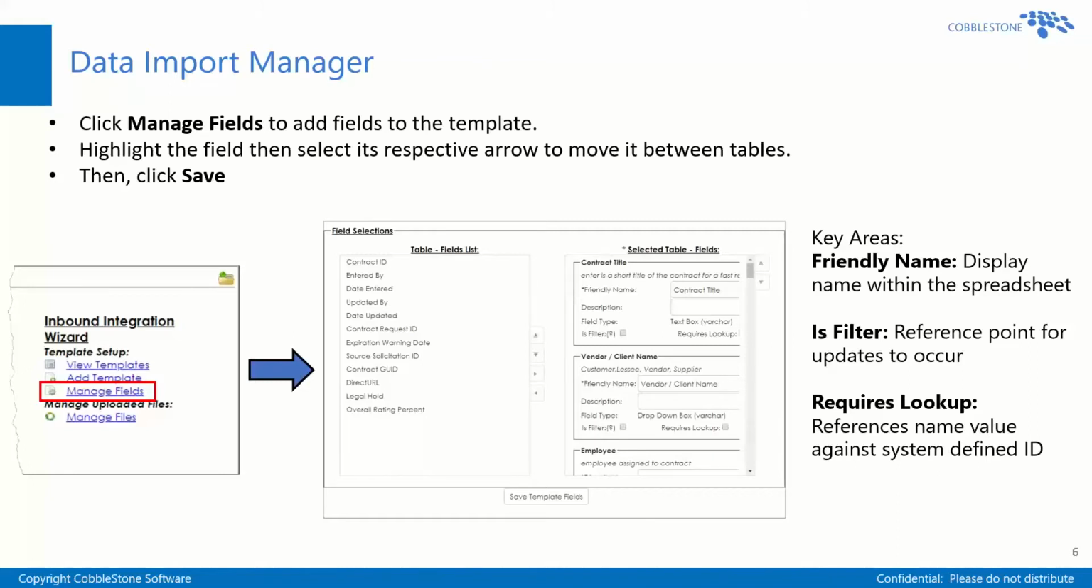To be perfectly fair, I prefer to do the lookup outside of CobbleStone. What I like to do is have my text values and then export the table that's hosting that actual piece of data from CobbleStone and perform a VLOOKUP in Excel. So I've got a match for the text value to the ID, and then I'm uploading it with the ID in the import manager.